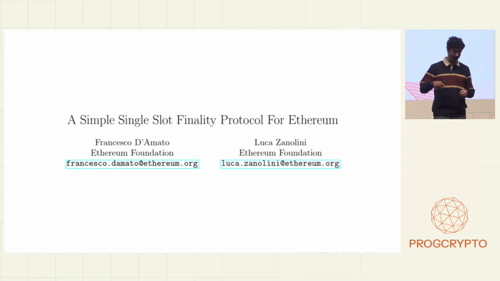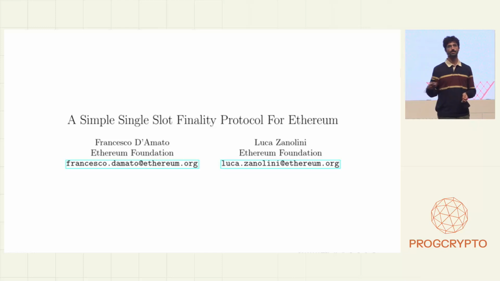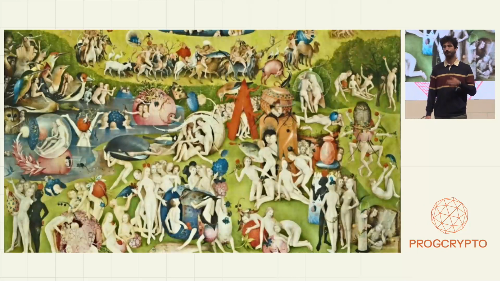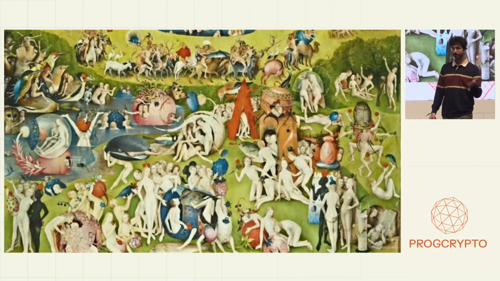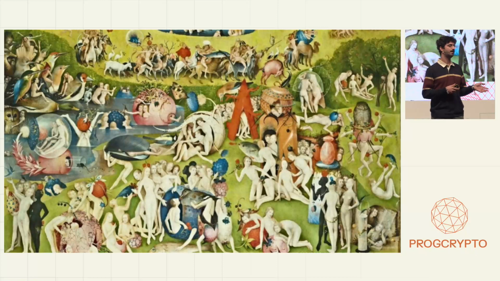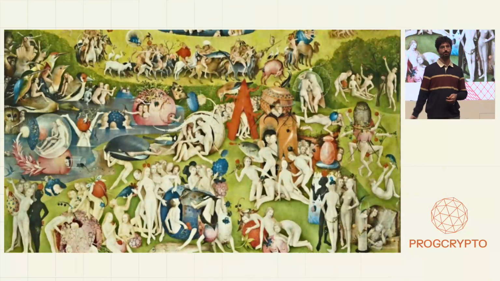So the question becomes, and the question that we as cryptographers are trying to solve is, how can these 1 million people vote in one go? And it's not even 1 million people. In the future, maybe in a year or two, there will be many more than 1 million people.